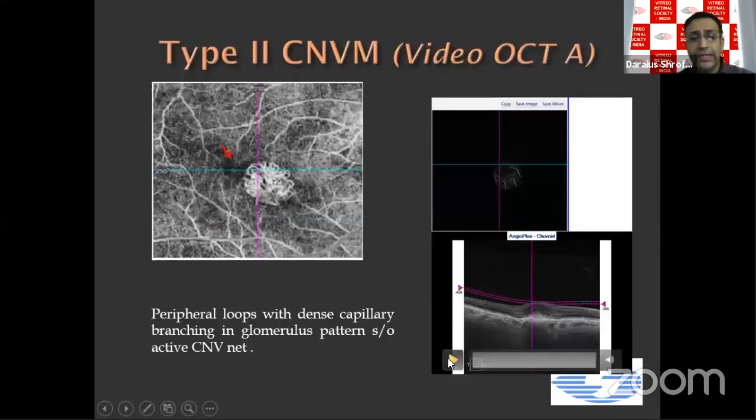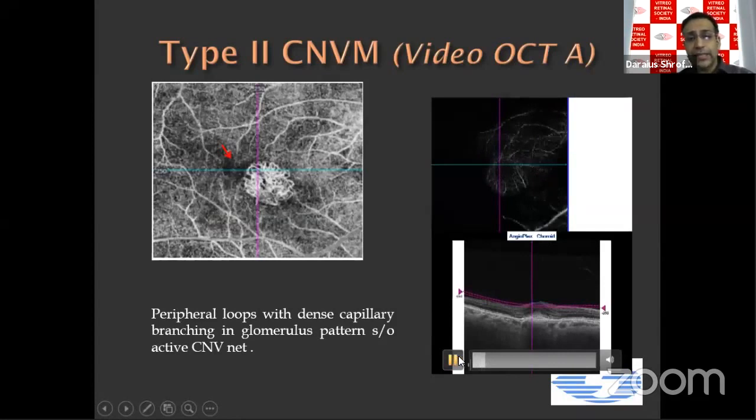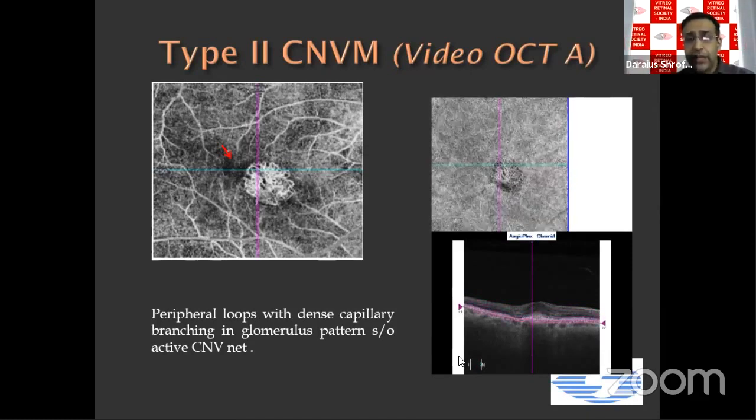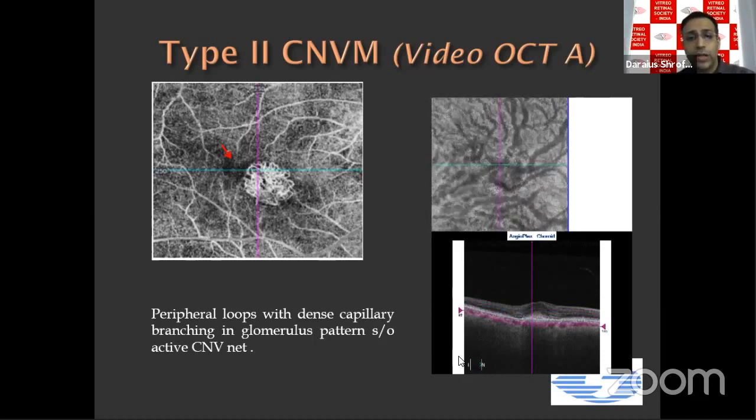Like Dr. Unni said, you should always be aware of artifacts. The way to make sure you're not seeing an artifact is, seeing is believing, look at the video yourself. On the right side of your screen, you can keep looking. The section is going down and you can see how beautifully the membrane is delineated on the video of the Octa.